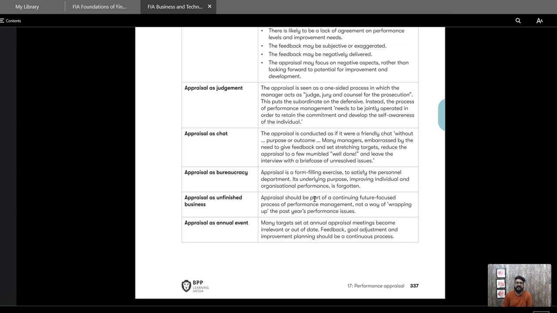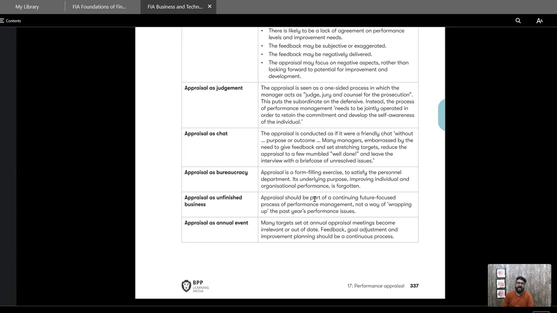Last one, appraisal as unfinished business. Appraisal should be a part of a continuous, future-focused process of performance. If we are meeting one objective, done, khalas. Performance is done. Appraisal is also done. The individual is good at doing anything, and after a period of 6 months, if you do it again, that person has gone out of the entire area. He is somewhere alone, putting up some effort. We have to take it seriously when we are doing performance appraisal.